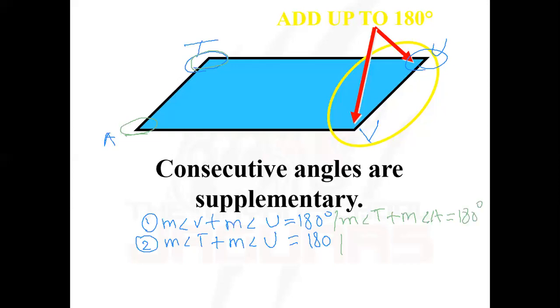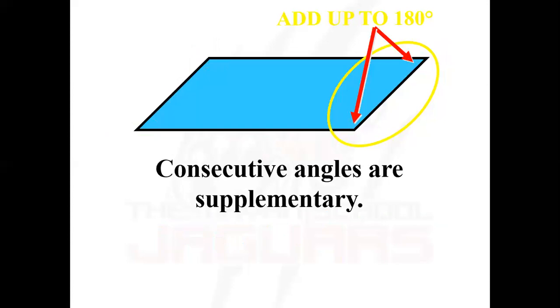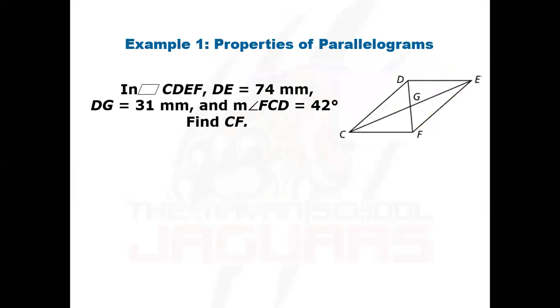And in the same sense, angle A and angle B are consecutive angles. Therefore, the measure of the angle A plus the measure of the angle B equals 180 degrees. So these are like the 4 equations that I can get out of this parallelogram. Consecutive angles are supplementary. Okay, let's continue, and let's begin with an example.